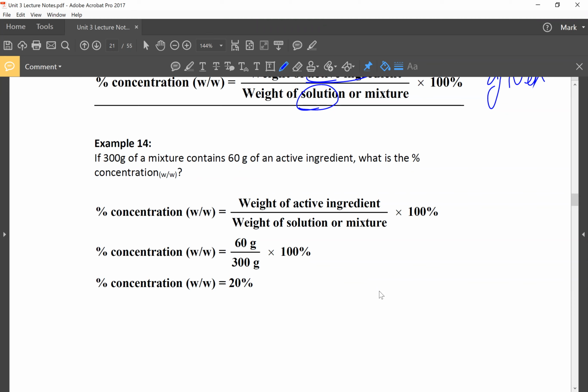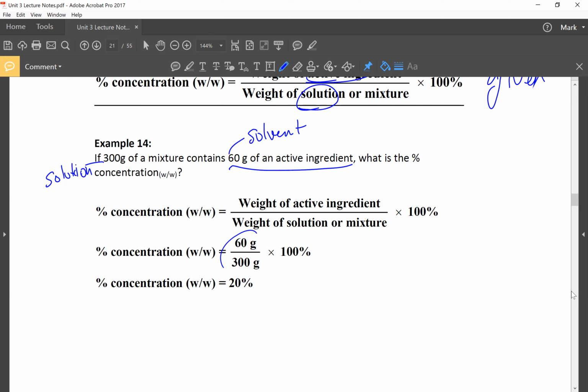So example 14: 300 grams of a mixture. Okay, so that's the total, right? I have 300 grams of the mixture. It contains 60 grams of the active ingredient, your medicine. So I have a solute, I have a solvent, sorry, not solute. I'm talking too fast. I have a solution. It's the entire mixture. So I have a 300 gram mixture or a 300 gram solution, and I'm looking at 60 grams of the active ingredient.